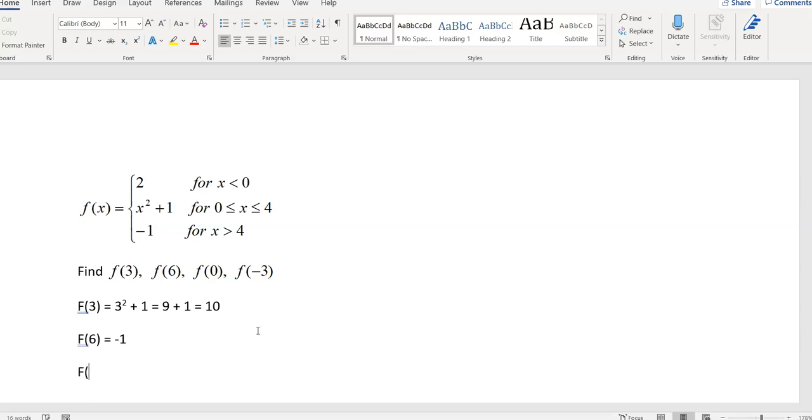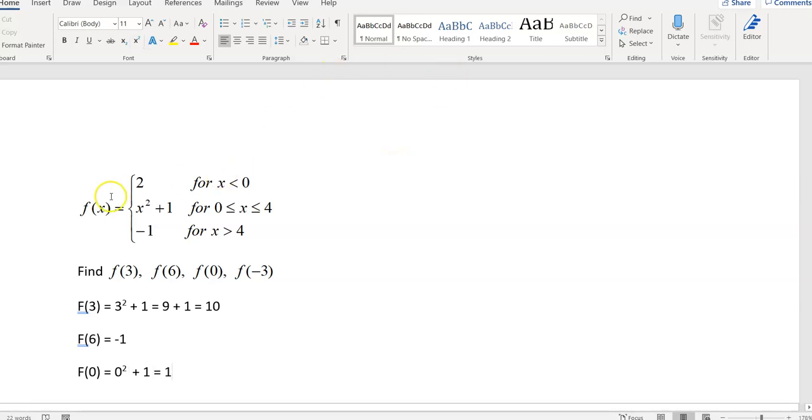All right, now let's do f of 0. Now, let's notice that 0 is not less than 0. However, since there's an equal sign here, 0 is equal to 0, so that will work. We need to plug it into the middle piece. So this will give 0 squared plus 1, which will give us 1.